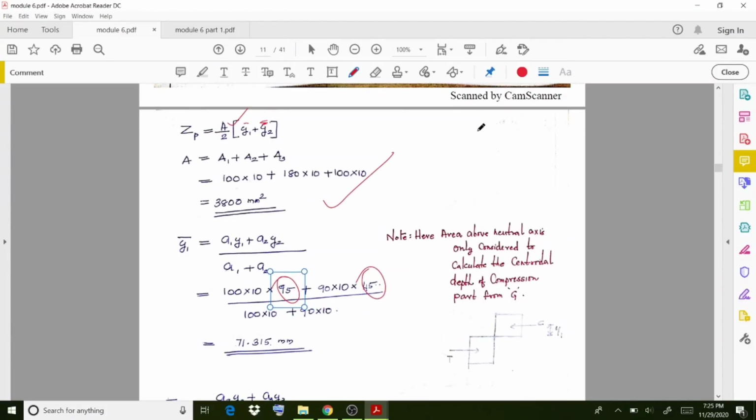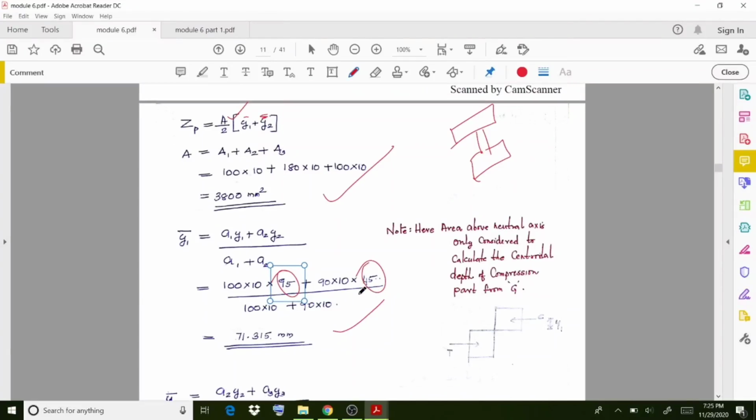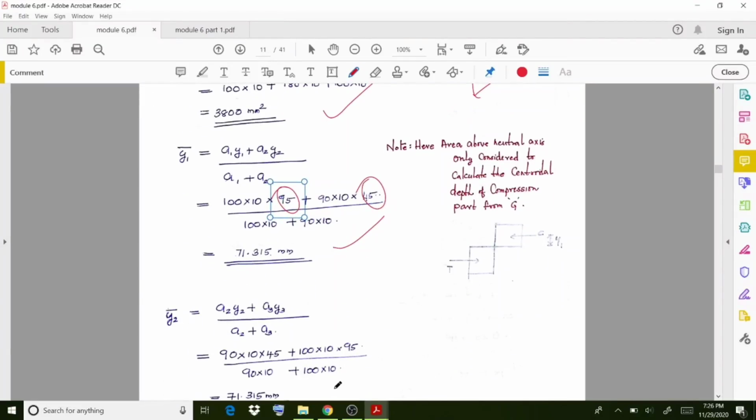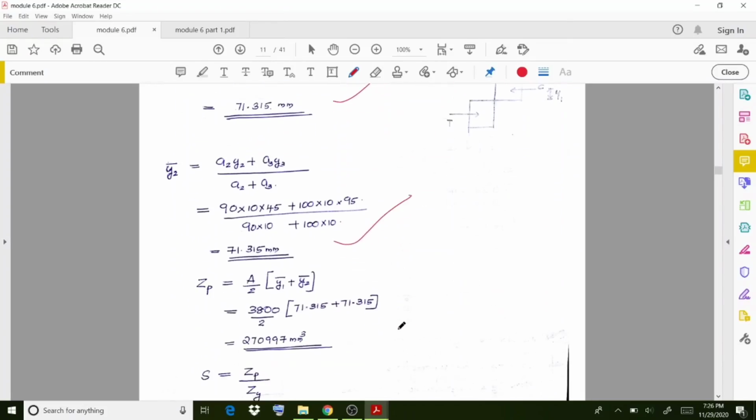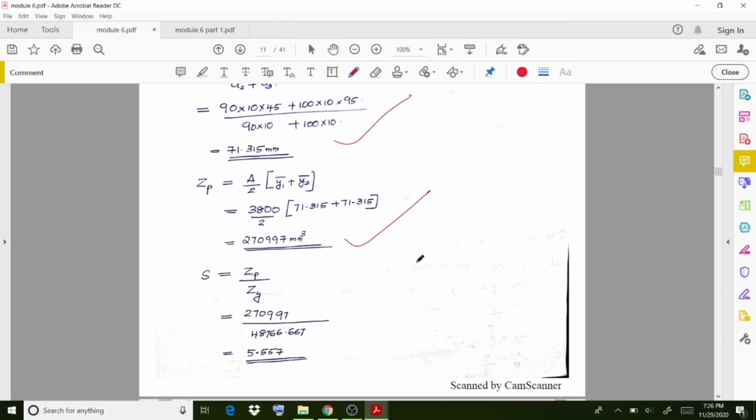Since a lot of structures are combined, if you observe, you can clearly visualize that these rectangles are connected. So you have to take this y1 bar and y2 bar and you can calculate this value of y1 bar. Then similarly you can calculate for y2 bar also. The value will be the same since it's a symmetrical figure, and after you substitute those values, you will get this Zp value, and the shape factor you can also calculate by substituting Zp and Zy, and the value is 5.557. So that's the case regarding this symmetrical I section problem.